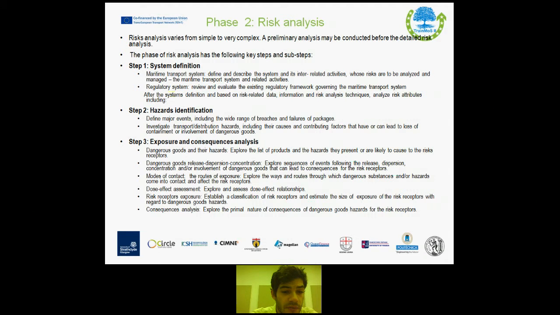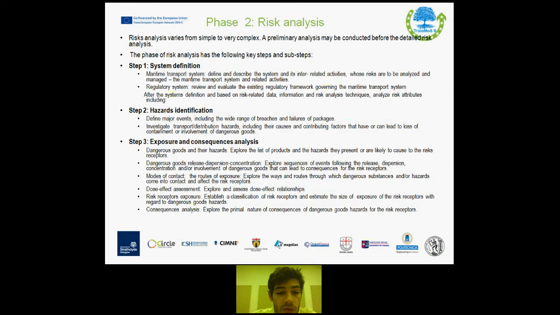For maritime transport system, particularly, you should define and describe the system and its interrelated activities, whose risks are to be analyzed and managed, which are the maritime transport system and the related activities. The second component of the first step is the regulatory system, which requires reviewing and evaluating the existing regulatory framework governing the maritime transport system.